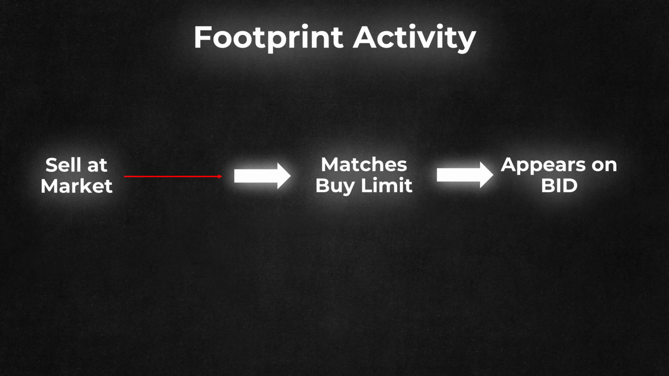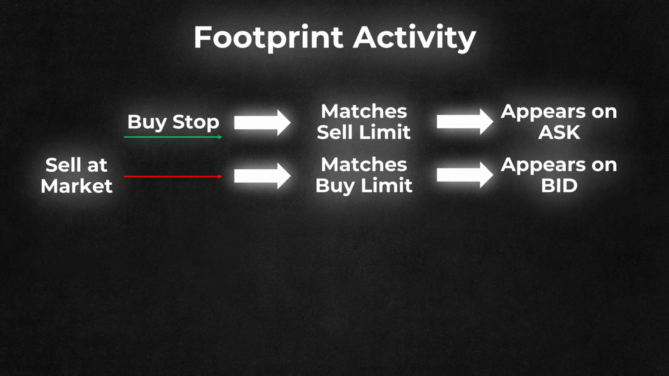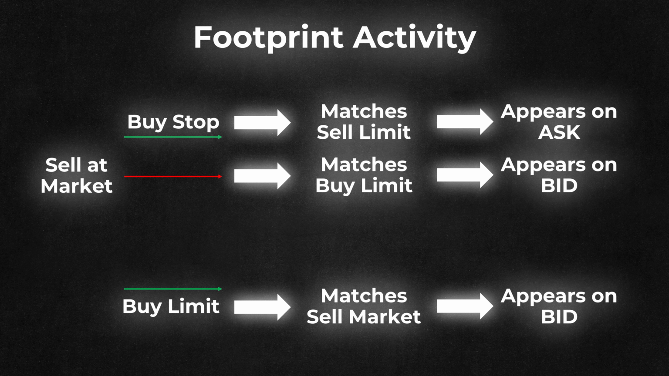If your trade gets stopped out, a buy stop order will be triggered. A buy stop order is a buy market order that matches a sell limit order, and therefore it will appear on the ask column of the footprint. The take profit is a buy limit order that, if triggered, will match a sell market order, and it will appear on the bid column of the footprint.